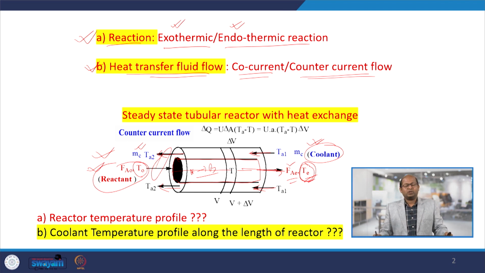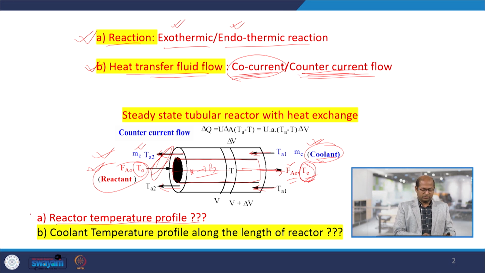Now the flow pattern may be co-current, in the same direction, meaning the reacting fluid passes from left to right and the coolant also passes from left to right, or it may be in the reverse direction. If it is the same direction, it is called co-current flow. If it is the opposite direction, meaning the reacting medium flows through the reactor and the coolant flows outside from right to left, then it is called counter current. So, both ways are possible.